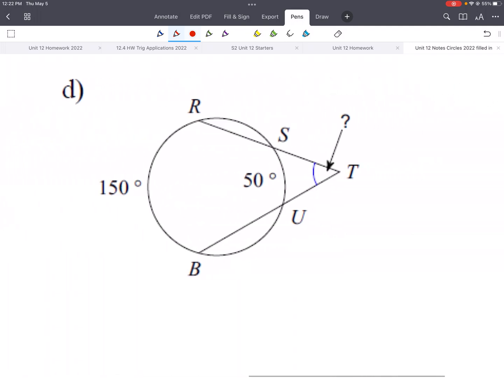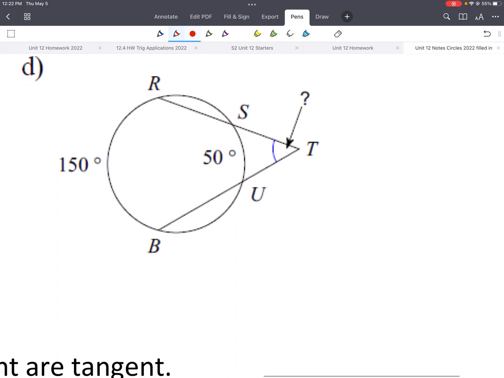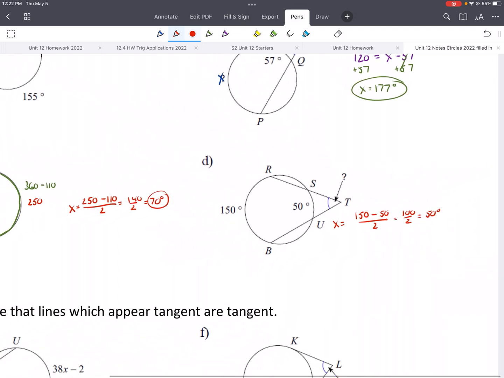All right, why don't we do D? I don't think we did this in class, but here's just another example. So we have major, or I guess we should say angle is equal to the major minus the minor over 2. So that would be 100 over 2, or 50. Okay, so this is a secant, but again, we kind of do the exact same thing.